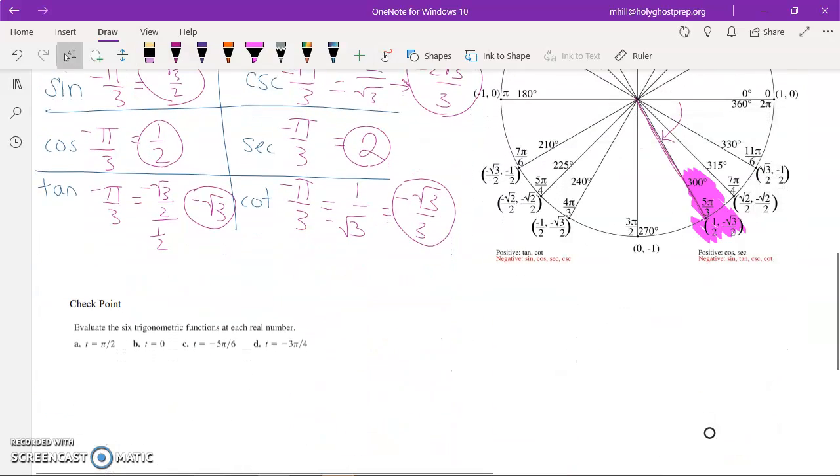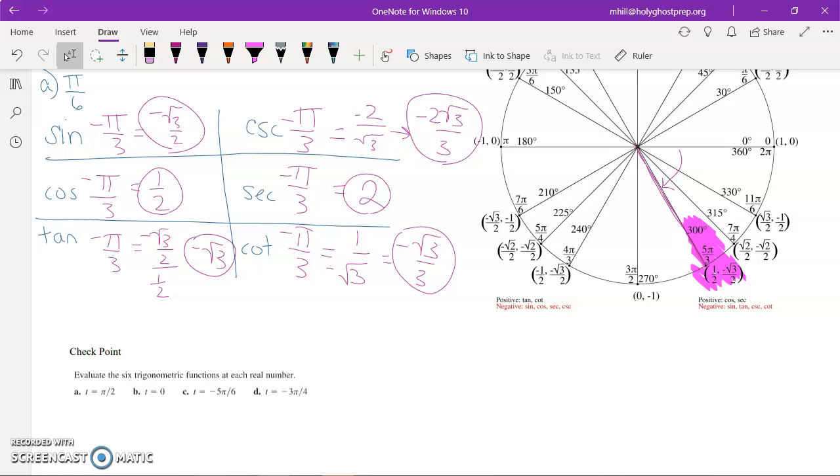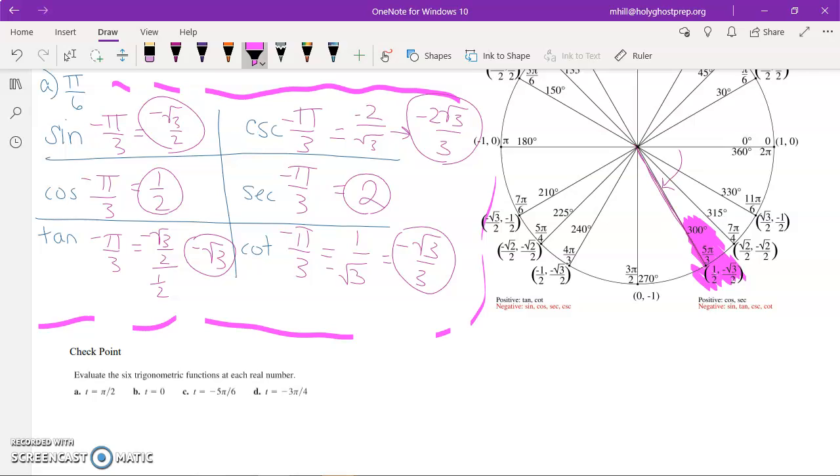All right. Last thing, I would like you to hit pause and do these 4 angles for your checkpoint. You are finding the 6 trig functions of all 4 of these angles. So you should make a chart like up here for each of your angles. So you're going to get 6 answers for each of these 4 angles here. Do that and bring it to class for us to go over next class.